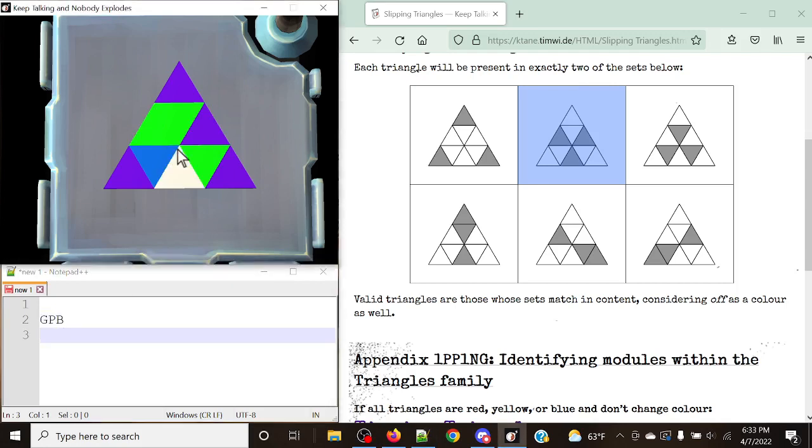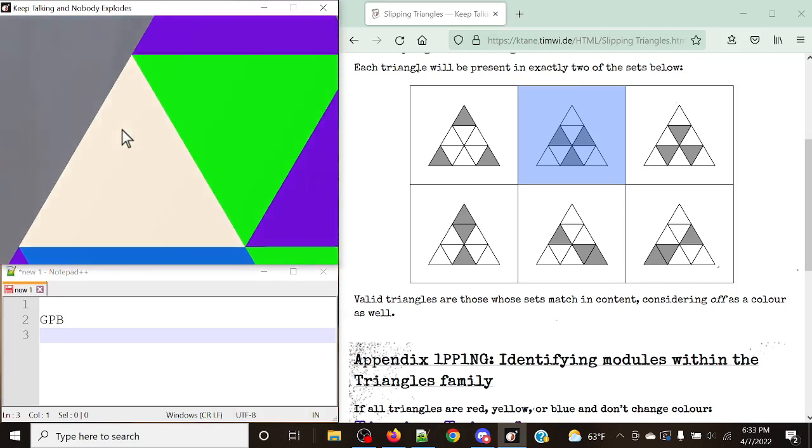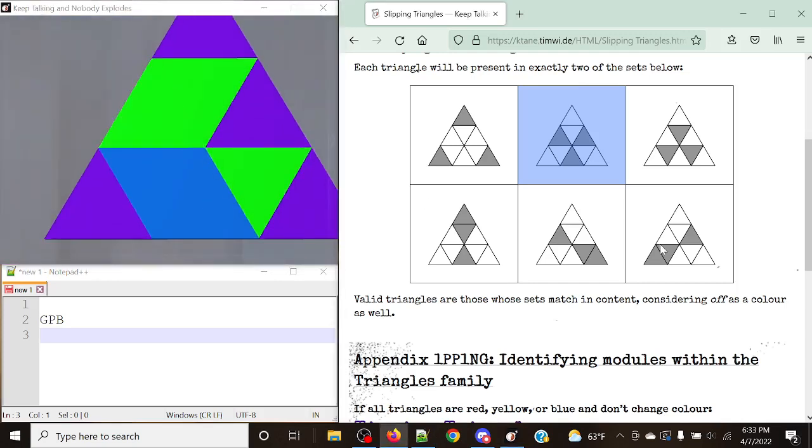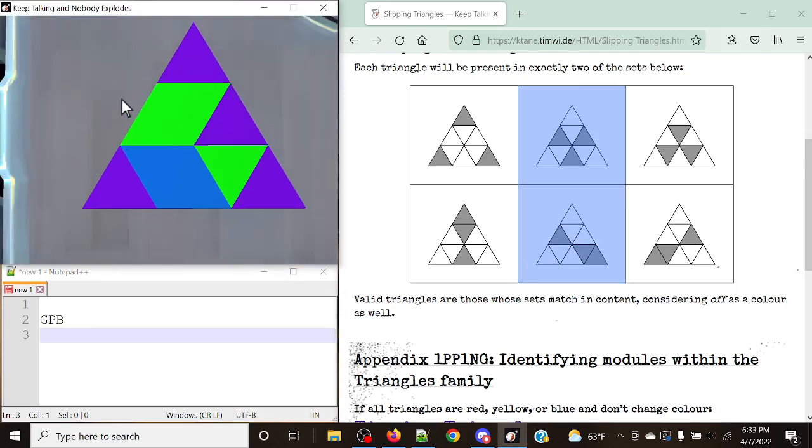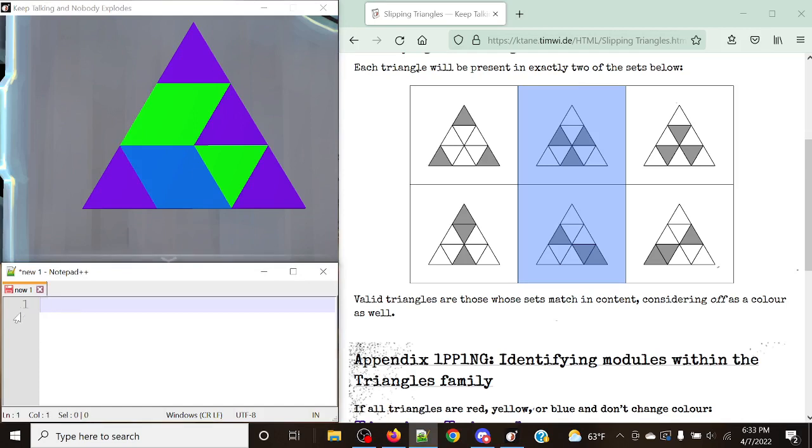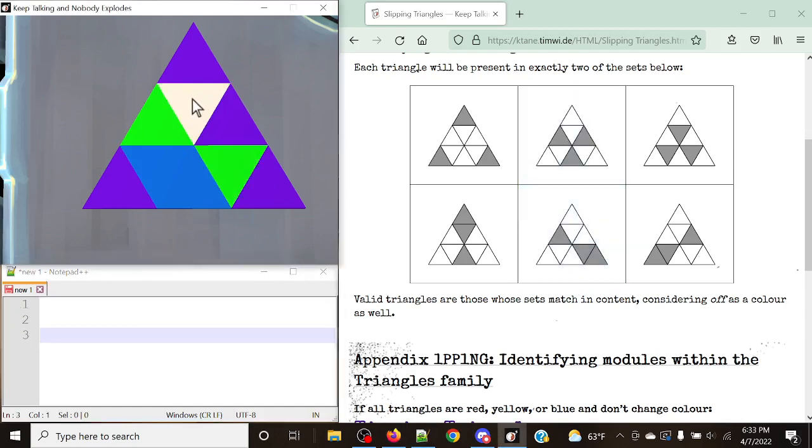Now, the other position for this guy, the other shape, is going to be right down here. Now what we need to note down are these colors that are marked in gray. That's going to be a green, green, and purple. These do not match contents, so we're not going to be pressing this guy. All right, next, we have this guy right here. That's going to be in here and here, these two shapes.